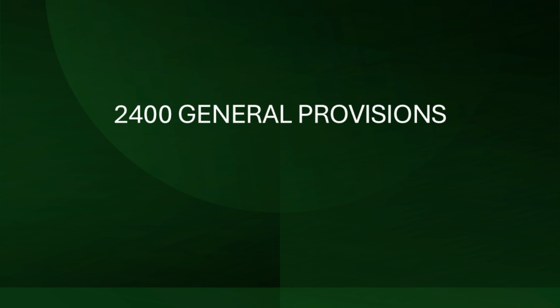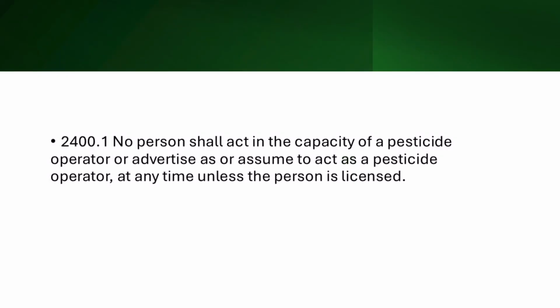2400. General Provisions. 2400.1. No person shall act in the capacity of a pesticide operator or advertise as or assume to act as a pesticide operator at any time unless the person is licensed.